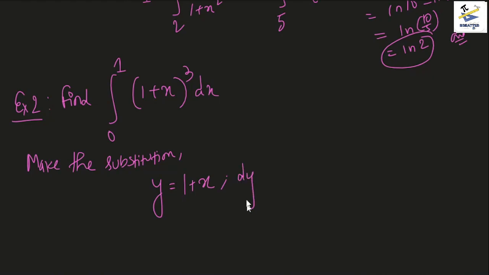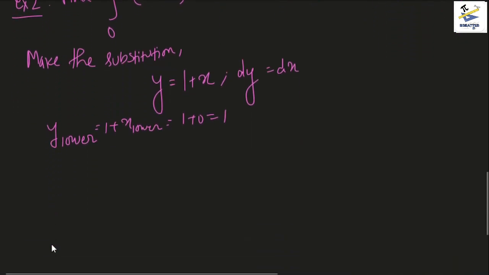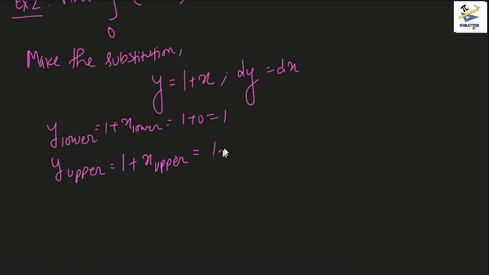Obviously this would give me dy equals to dx, but the limits won't be the same, because the limit for y lower would be equal to 1 plus x lower, which is 1 plus 0, which is 1, and similarly the limit for y upper would be 1 plus x upper, and this should be equal to 1 plus 1 equals to 2.